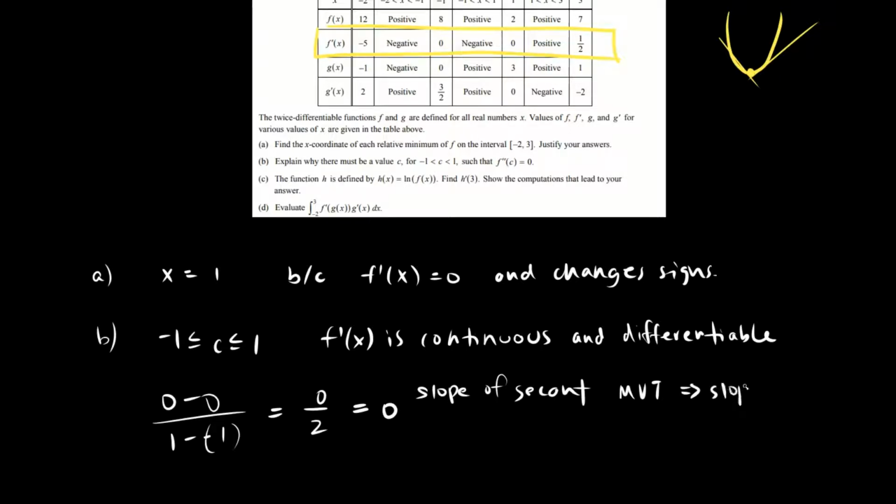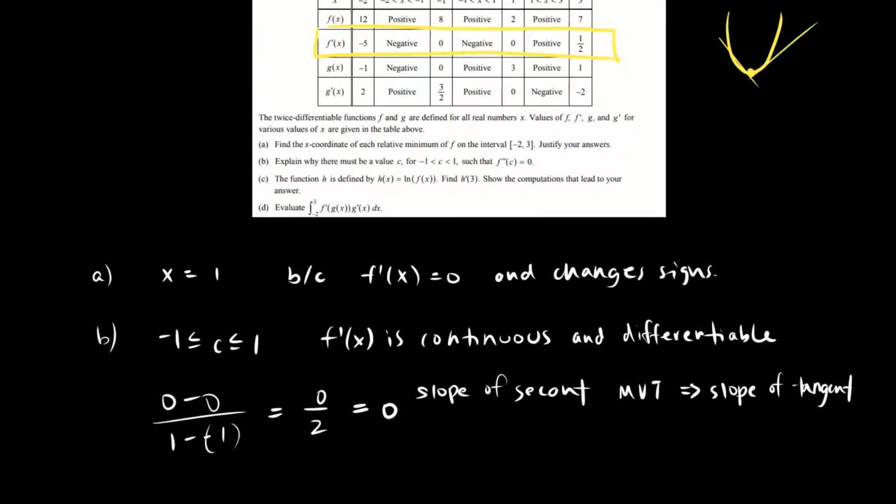So, because of the mean value theorem, we know that at some point the slope of the secant line, 0, will equal the slope of the tangent line. And the slope of the tangent line of f prime is just f double prime. So we know that there must be a value c on this interval such that f double prime of c is equal to 0.